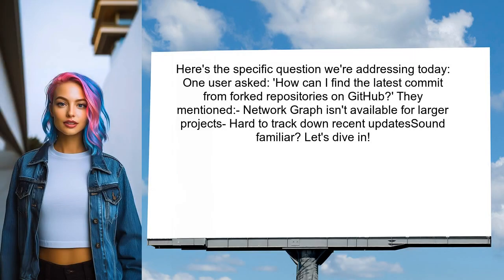Here's the specific question we're addressing today. One user asked, how can I find the latest commit from forked repositories on GitHub? They mentioned that the network graph isn't available for larger projects, making it even harder to track down the most recent updates. Sound familiar? Let's dive into this together.